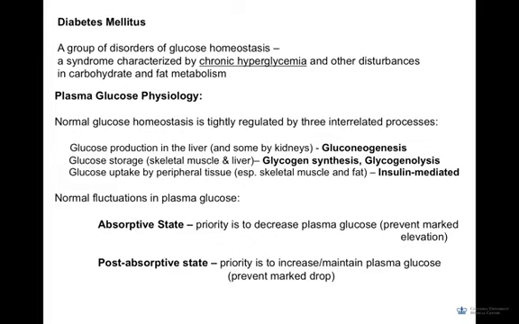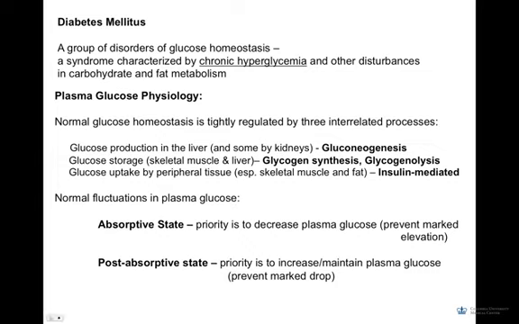So, in leading up to talking about diabetes mellitus, we really need to discuss the maintenance of plasma glucose because it's not something that we've had a chance to talk about in normal physiology. As we'll discuss more in the diabetes lecture, diabetes mellitus is a group of disorders that affect glucose homeostasis. And there are several different types of diabetes mellitus, and several different alterations in that maintenance of glucose homeostasis.